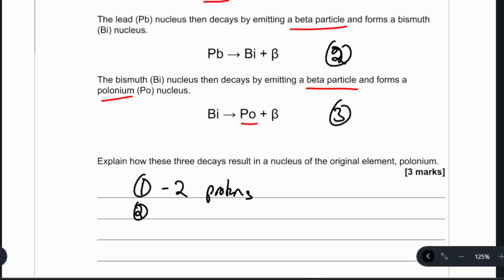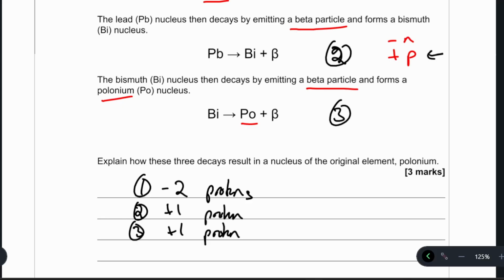For the second decay equation, we can see we have beta particle decay. Now, beta particle decay we didn't cover yet, but basically in beta particle decay, you gain a proton and you lose a neutron. Sorry, it's the other way around. We lose a neutron and we gain a proton. So again, the part that we're interested in is the fact that we gain a proton. So in equation 2 we gain 1 proton. And the last one is also beta particle decay, so we also gain another proton.